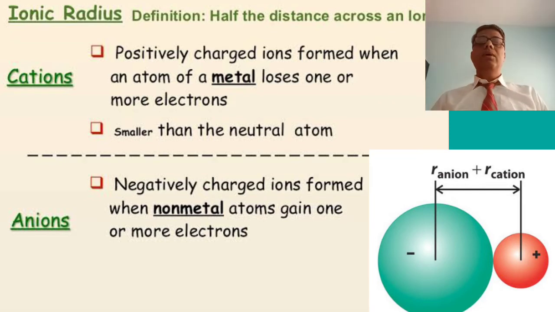Now, what about down a group? What are the trends? As we move down a group, the effective nuclear charge decreases and shielding effect goes on increasing.